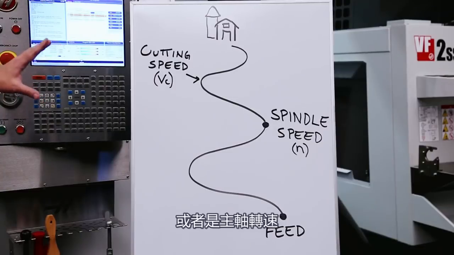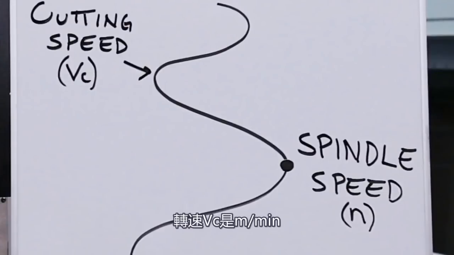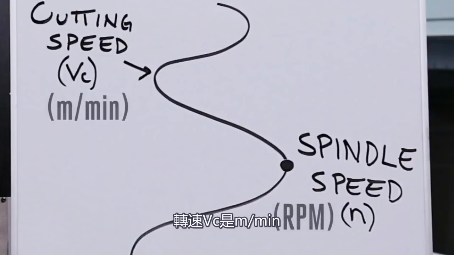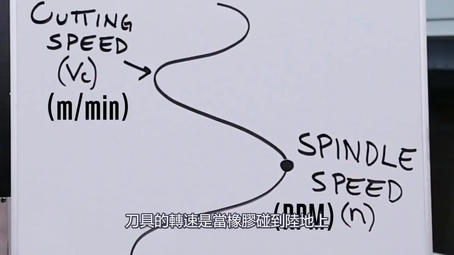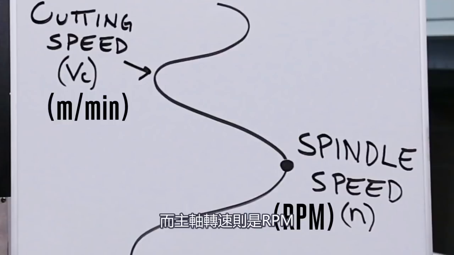In machinist talk, if we're talking about speeds, like speeds and feeds, we could be talking about one of two different things. We're either talking about cutting speed or spindle speed. Our cutting speed, VC, is our surface meters per minute. The speed our tool is turning at where the rubber meets the road, where the tool meets the part. And our spindle speed is simply our revolutions per minute, our RPM.